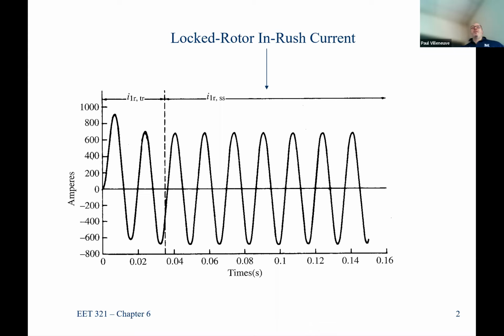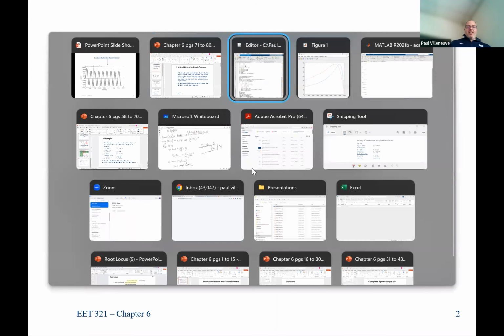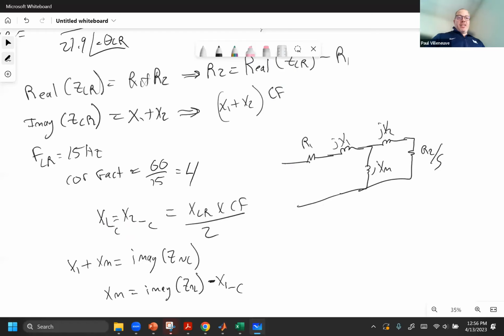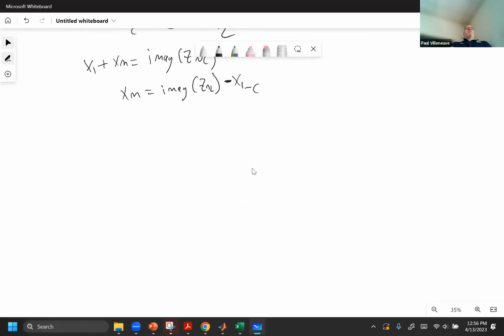So what we need to do is analyze when our motor starts, how much current it pulls in. And the real reason why we need to know that, and this is more of a design application, is whenever you have a motor, you're going to be feeding it. Let's say it's being fed from a 480 volt bus. And there's a device called a contactor. I'm going to put it down over here.